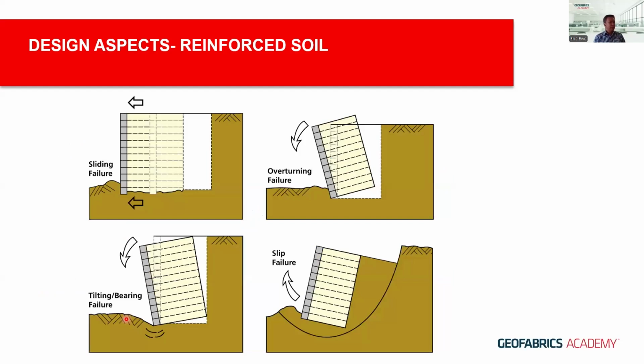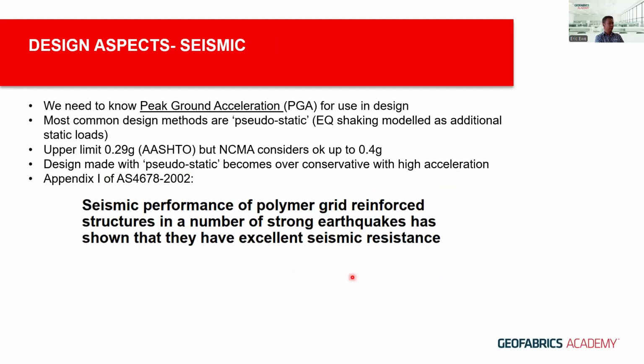External stability is not much different to conventional retaining wall design in that the entire reinforced soil block is viewed as a composite material, a composite block, and you are checking against sliding on the base of the entire block, overturning, bearing or tilt failure, and slip, in this case, global stability.